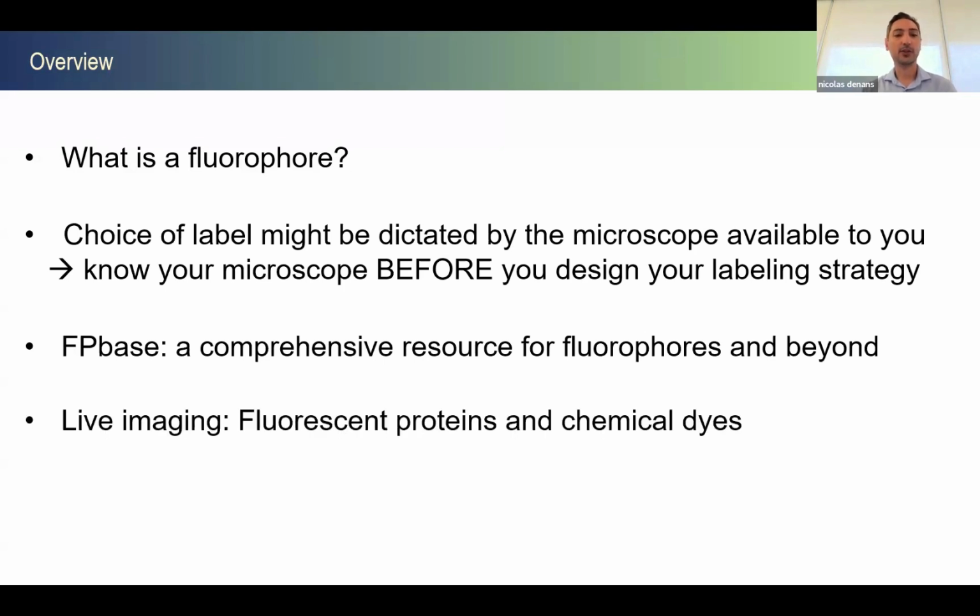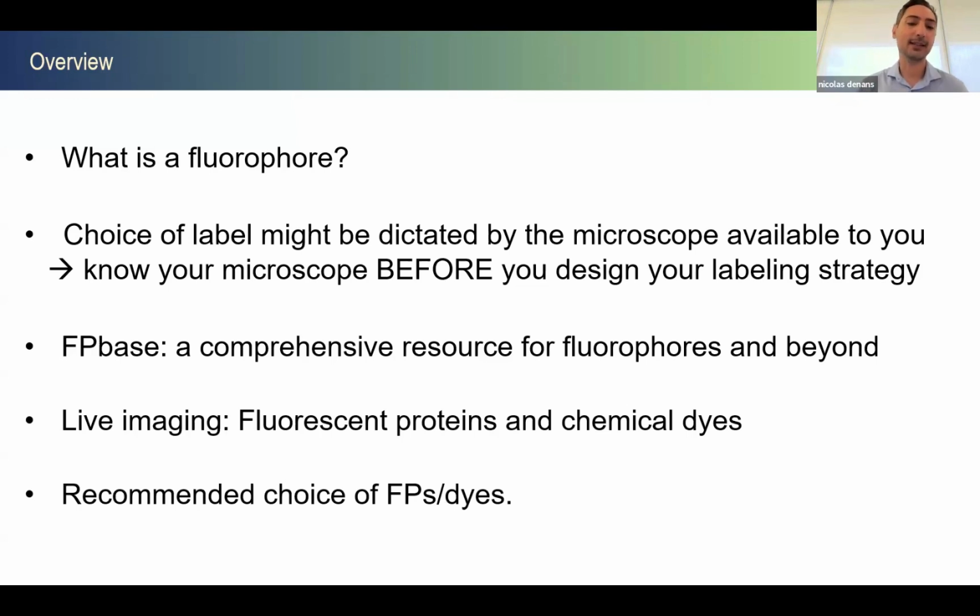Then we're going to switch to live imaging. For live imaging, we're going to look at fluorescent proteins and chemical dyes, and when to use fluorescent proteins, when to use chemical dyes, and which one to use. And I will have a list of recommended choices of fluorescent proteins and dyes because there are a lot of them, and there is a lot of hype around some of them. So it's always hard to have a starting point of which one we should use for my specific experiment. All right, let's start from the beginning.